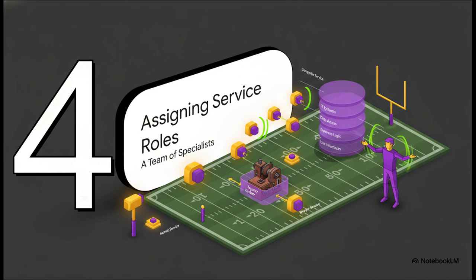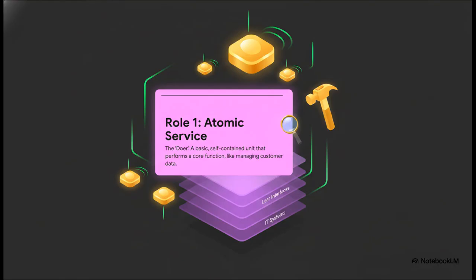So we've been talking about these services as specialists, and just like on any team, different players have different roles. To build a truly effective system, we need to understand the distinct jobs our services can play within the architecture. First up is the atomic service. This is the Doer. It's the foundational building block that performs a core function all by itself. Think of it like a simple, reliable hammer in your toolbox. A customer service that handles creating, reading, and updating customer info is a perfect example of an atomic service.